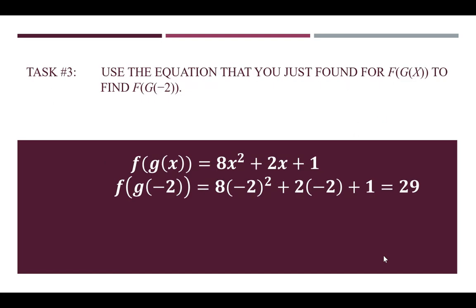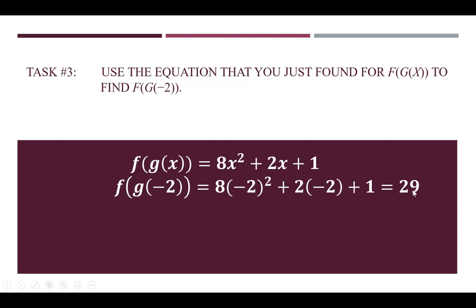In task 3, it says use the equation that you just found for f of g of x to find f of g of negative 2. Now, we could do this the old way by finding g of negative 2, taking that value and substituting that into the f function as well. But since we've already found f of g of x, we can simply use this newly found composite function and substitute -2 in place of x, and we get 29.